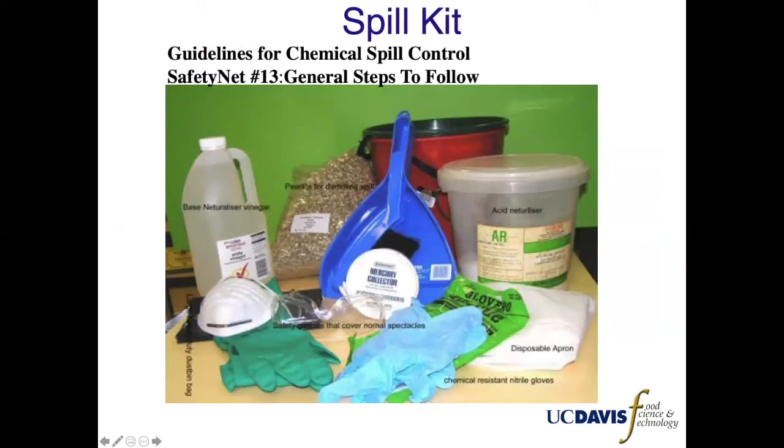Here's an example of a chemical spill kit. Chemical spill kits contain neutralizers for acids and bases, absorbent materials for soaking up spills, brushes and dustpans for picking up used absorbent material, and gloves, aprons, or other PPE. Safety Net 13 contains guidelines for how to clean up a chemical spill. This should be reviewed at least annually.